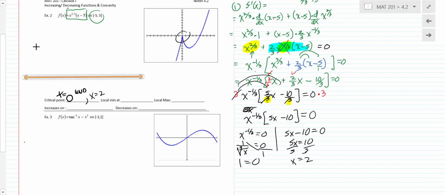Okay, so now we're ready to do our sign chart. Our critical points are x equals 0. That was a place where the derivative was undefined. Graphically, that's going to be represented by that cusp. Then you have x equals 2, like that. And then we're ready to just look at our derivative.